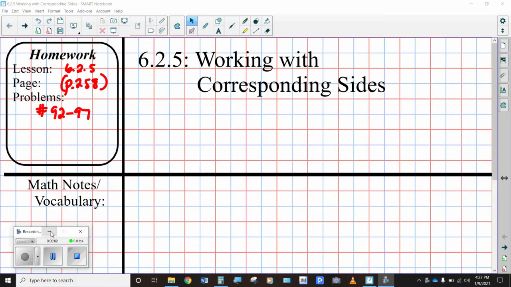Alrighty, so let's move on to lesson 6.2.5, working with corresponding sides. Now is where we're going to start pulling together what we learned in 7th grade about scale drawing, scale models, and scale factor with our unit on dilations and multiplication. We're going to start putting it all together in the next 2 lessons and do some problem solving.